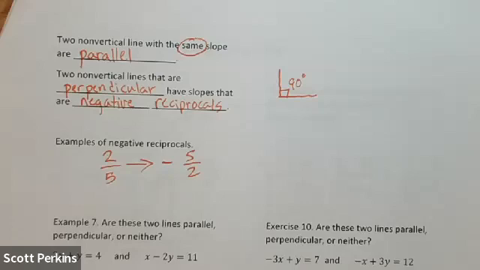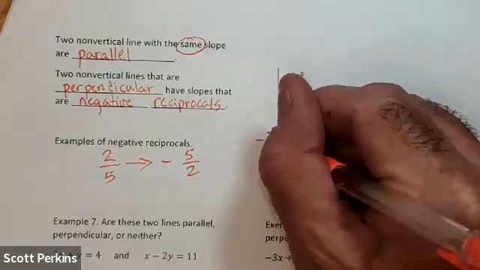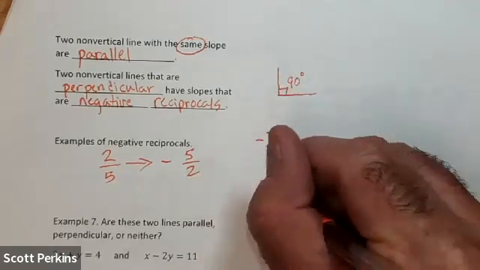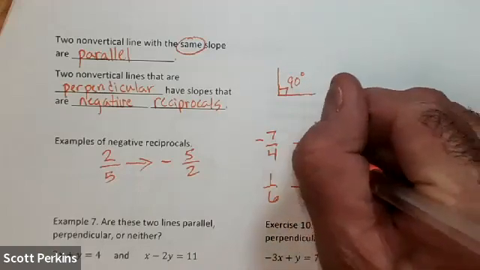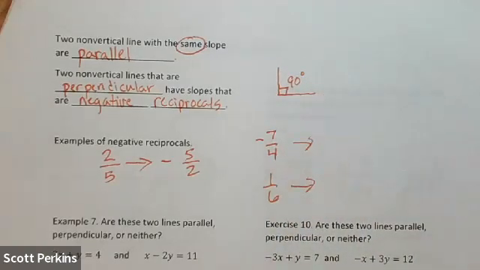So I'm just going to write down two more numbers real quick, and I just want you to write down what you think the negative reciprocals are. So the first one is negative 7/4, and the second one is 1/6. What are the negative reciprocals of those numbers?